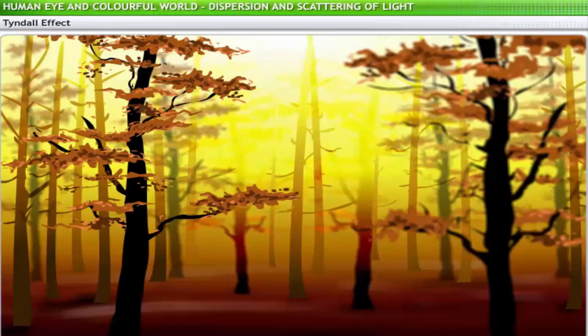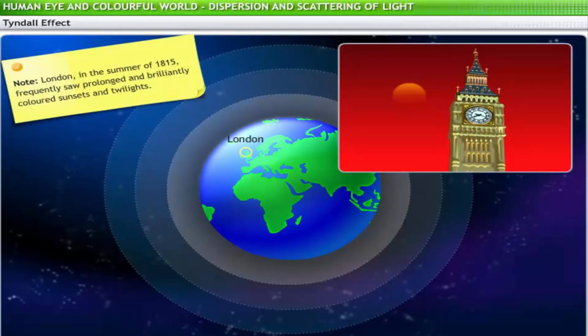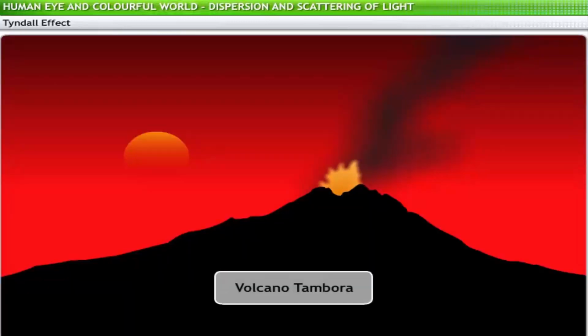Similarly, when sunlight passes through the canopy of trees in a forest, you can see the Tyndall effect at work again. The mist in the forest contains tiny droplets of water which act as particles of colloid dispersed in air. In fact, here's an interesting incident related to the Tyndall effect. London, in the summer of 1815, frequently saw prolonged and brilliantly coloured sunsets and twilights. This was explained by the Tyndall scattering of sunlight by ash particles in the upper atmosphere. These ash particles were produced by the earlier eruption of the volcano Tambora.